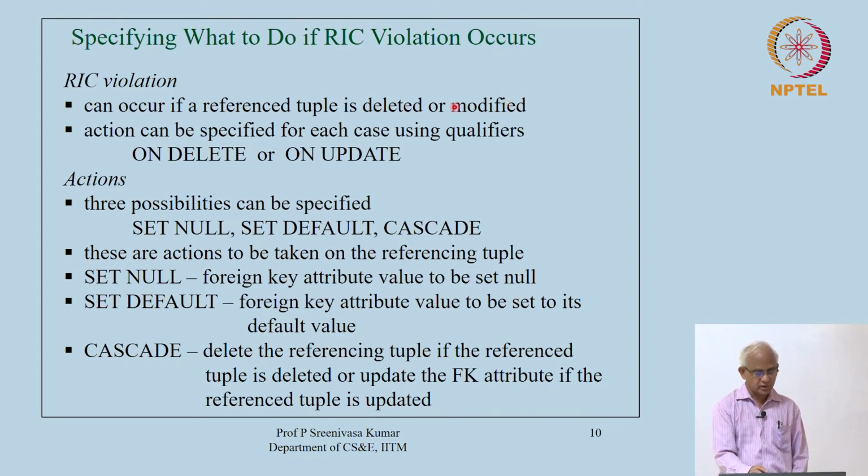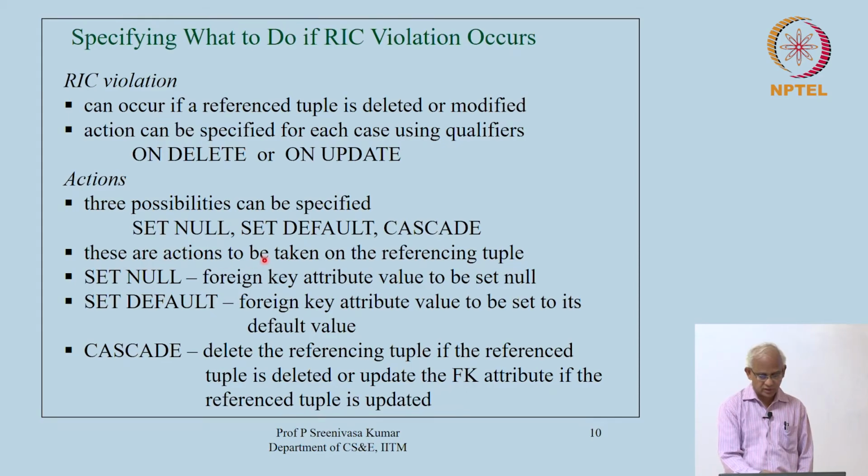Under these two circumstances, a violation can occur, and what we will be doing as part of defining the relation is specifying the action that is to be taken on the relation that is being defined, or the relation instance data, when such a thing happens. Okay. So, there are 3 possibilities. These actions have these qualifiers, because only upon deletion or the modification the violation might occur. So, if it occurs due to deletion or if it occurs due to update, what should be the action? The three possibilities can actually be specified. One of them is set null, the other one is set default, the other one is cascade. So, let us look at those things.